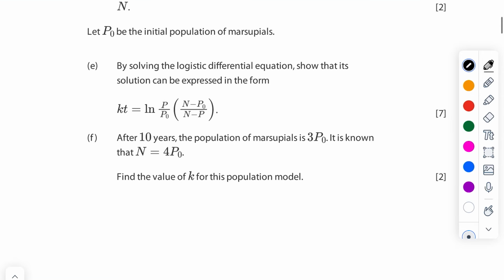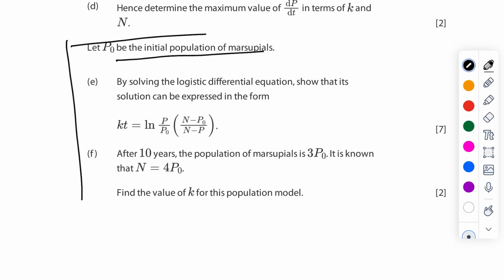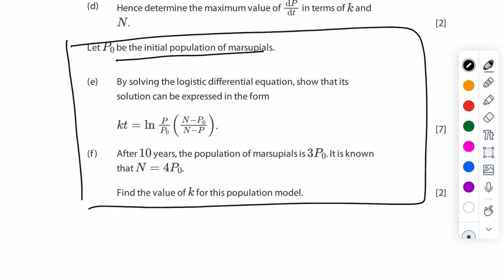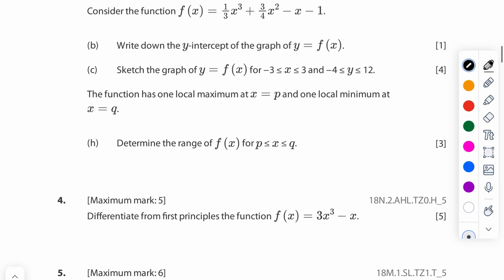Next condition. If P0 is the initial population of the merospheres, by solving the differential equation, show that its solution can be expressed in this form. So as such we are doing based upon differentiation. This one is based upon integration. When I do the video for integration, this will be covered. This comes under the integration part, E and F. So this video is exclusively for differentiation.